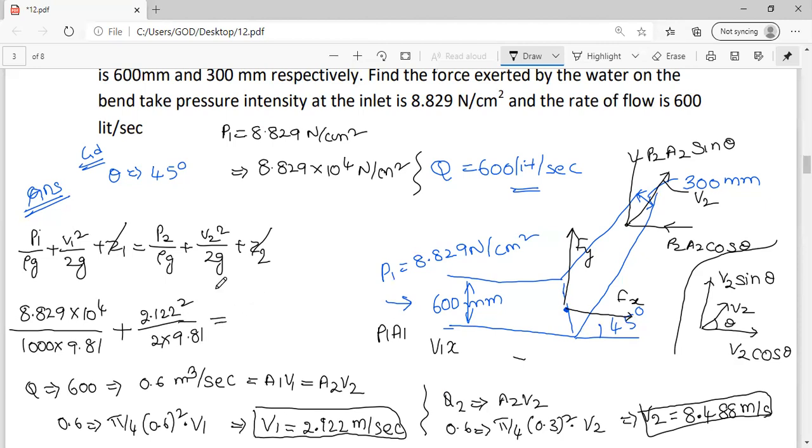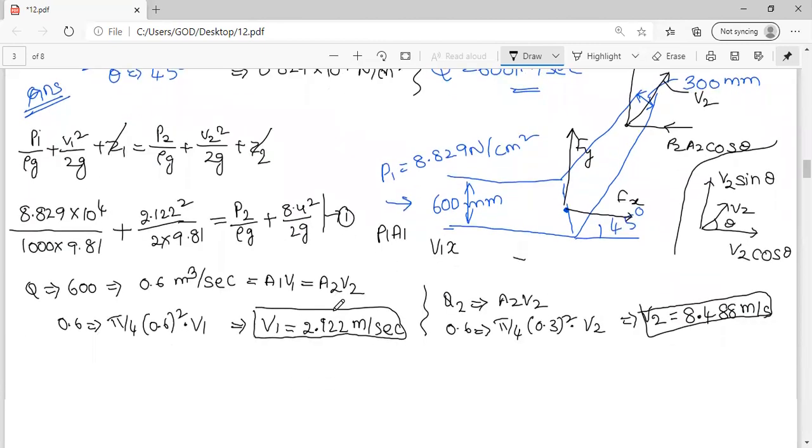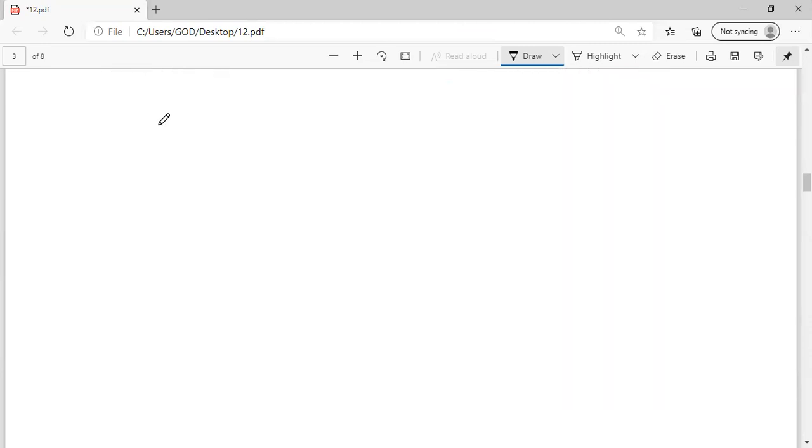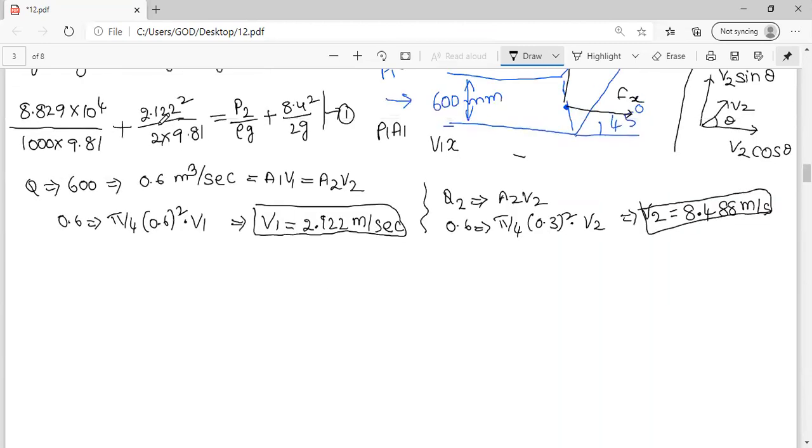is equals to P2 is known to you. Check once. P2 is unknown, that you are going to calculate, by rho g, which is known to you, plus V2 is known to you, that is 8.4 square by 2g. Let's consider this as equation 1. I am going further. From equation 1, we can calculate P2 by rho g.